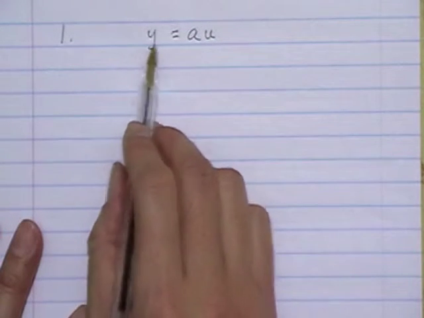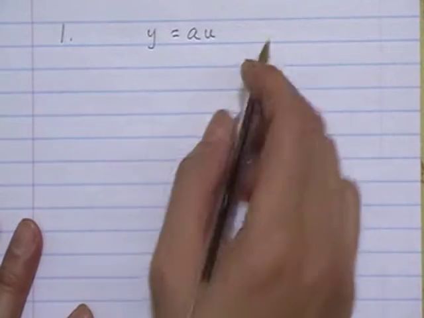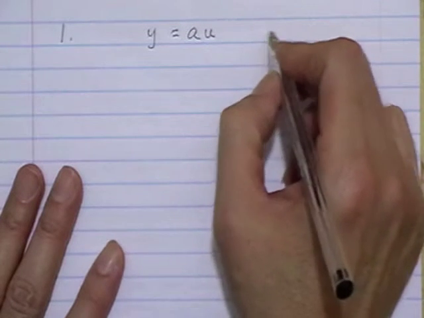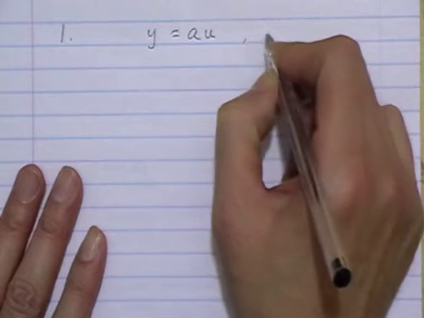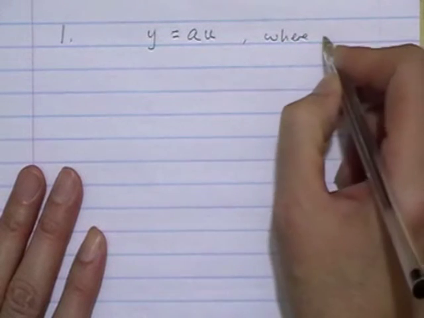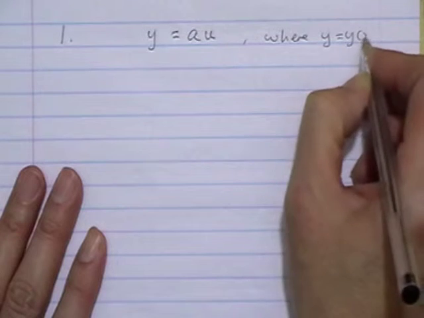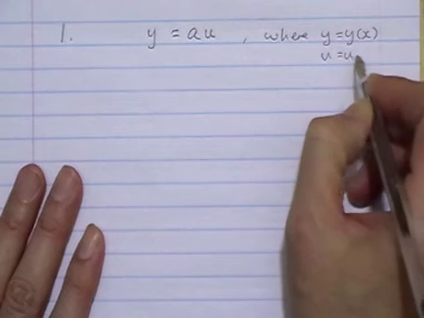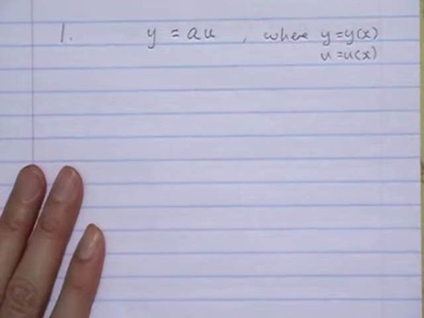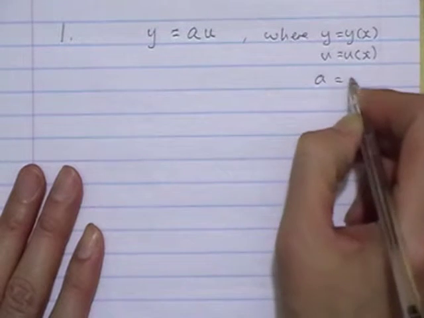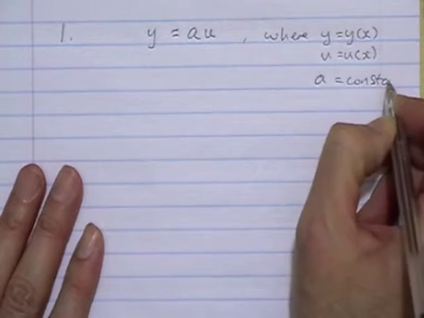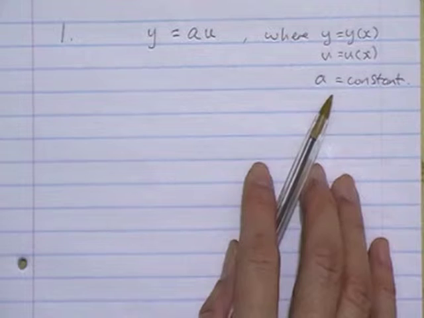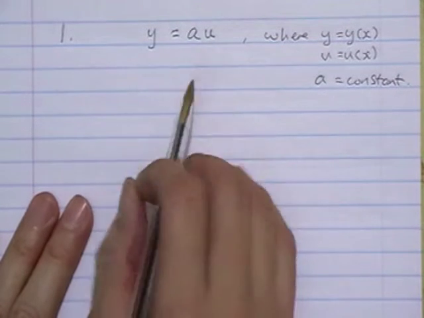So both y and u are functions of x. Let me write this out. I'll write it this way: y equals y bracket x, meaning that y is a function of x. u is equal to u bracket x, that's a function of x. And a is a constant, meaning that if x changes, a remains the same. So that's what this means.